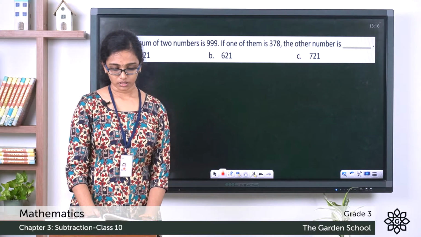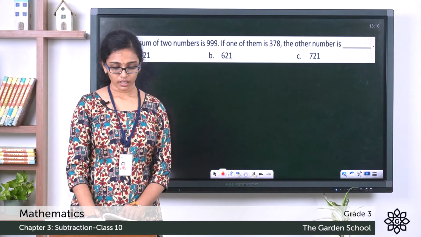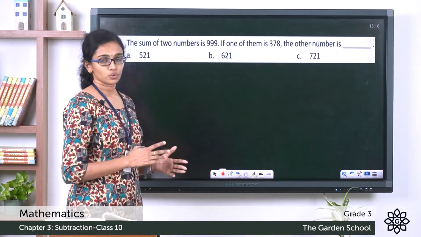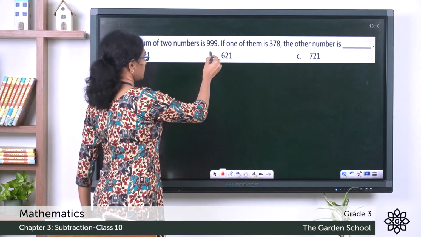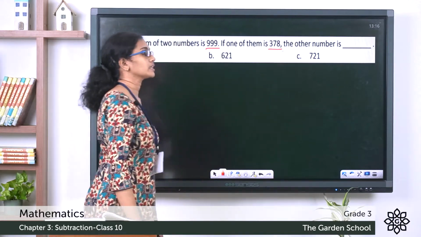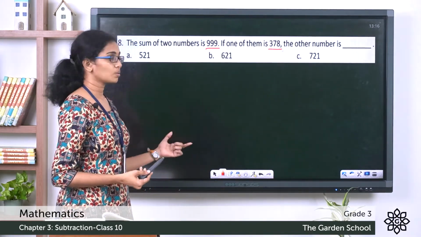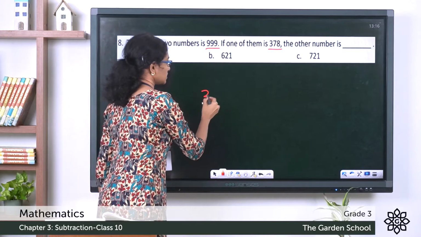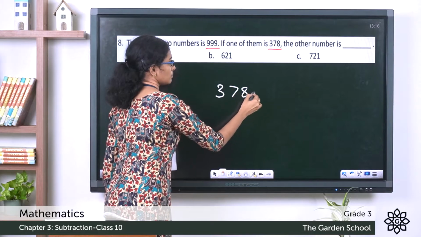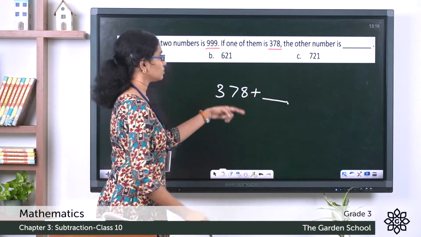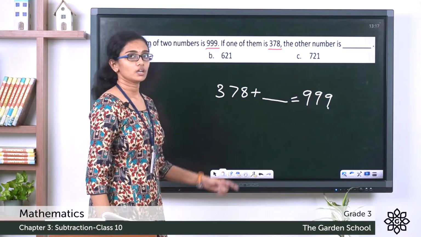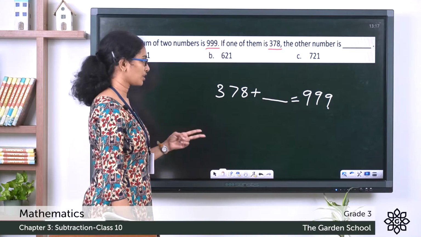The sum of two numbers is 999. If one of them is 378, the other number is. So given the sum of two numbers, what is it? It is 999. One of the numbers is 378. You have to find out the other number. So what is the question actually? The question is giving us 378, which is one of the numbers, plus some number gives you a total or sum of 999. You have to find out the second number. How do we find that?